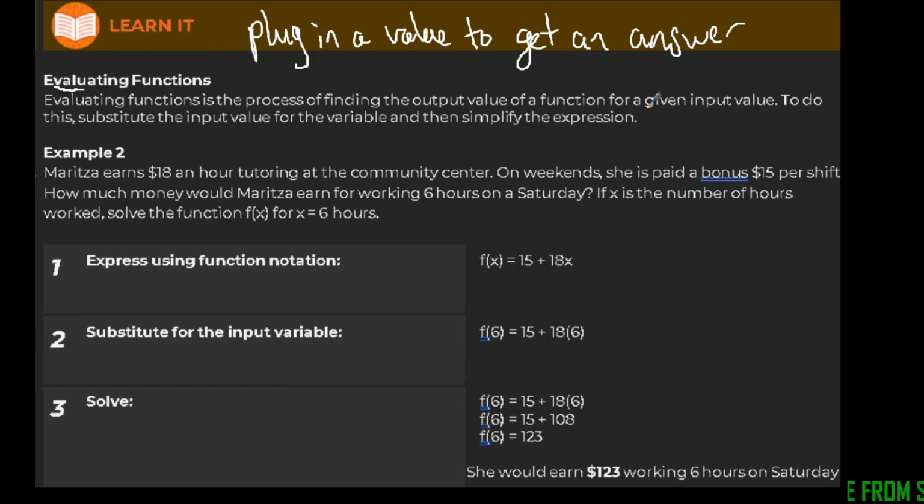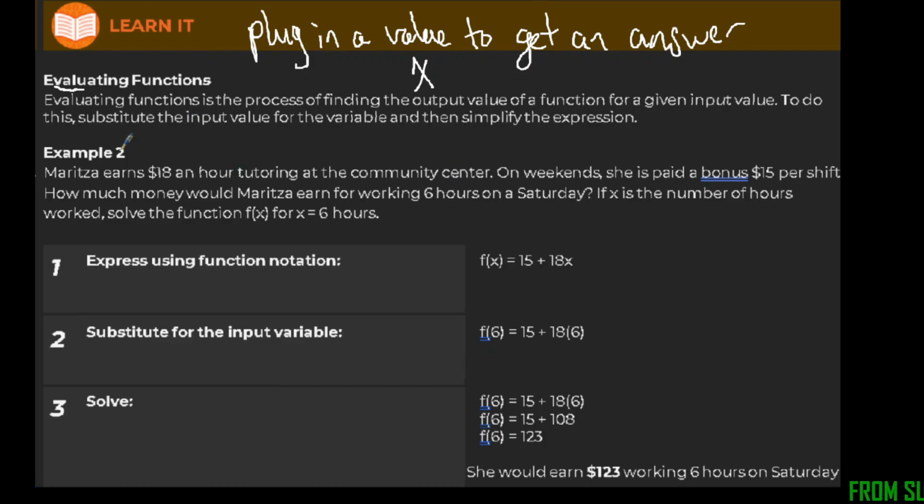So evaluating functions is the process of finding the output value of a function for a given input value. To do this, substitute the input value for the variable and then simplify the expression. So this is exactly what I'm saying. Usually, we're going to plug in an x value.